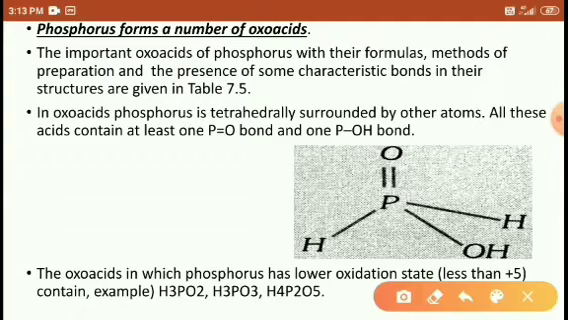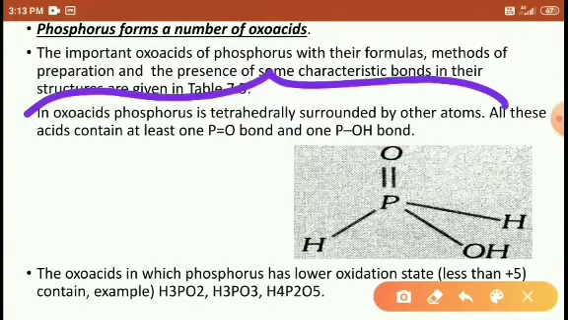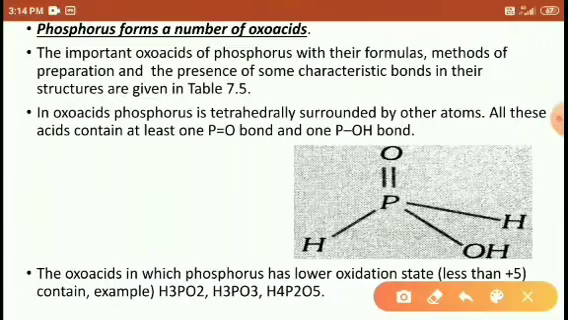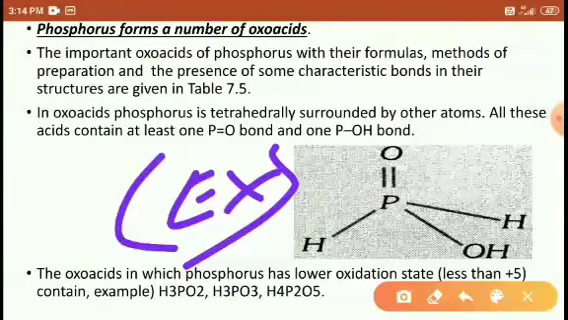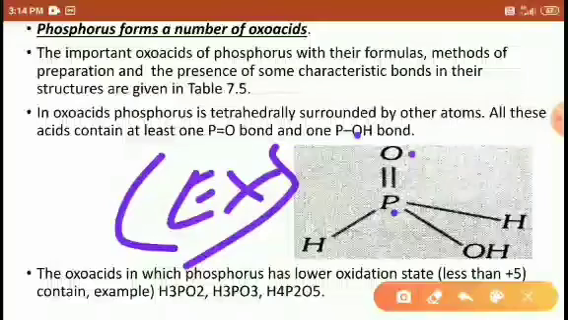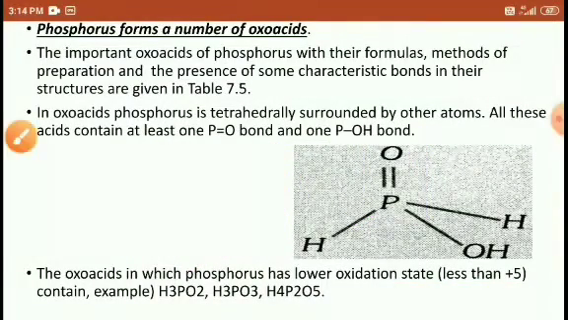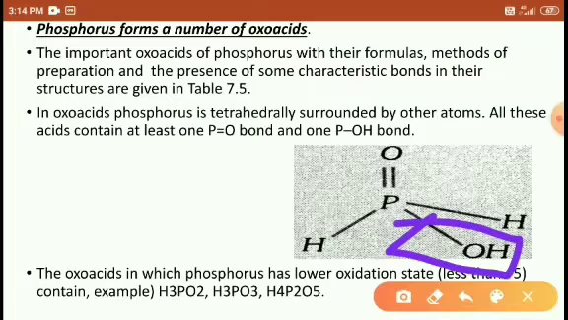In oxoacids, phosphorus is tetrahedral, surrounded by other atoms. What oxoacids are there? It is a tetrahedral structure surrounded by other atoms. Other atoms means oxygen, hydroxyl group, etc. All these acids contain at least one P=O group and one P-OH bond. So this is an example, students. This is one oxoacid of phosphorus, which contains at least one P=O group and an OH group.